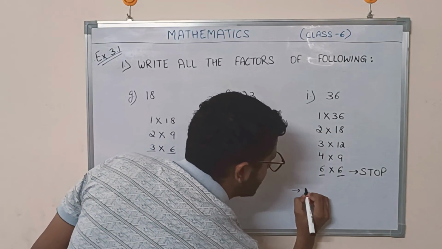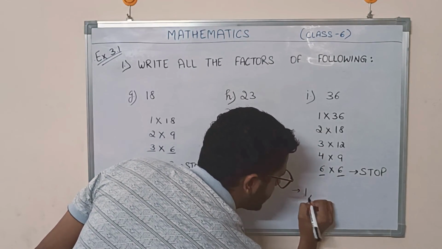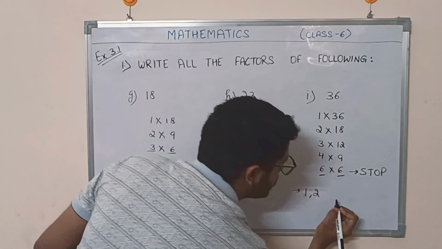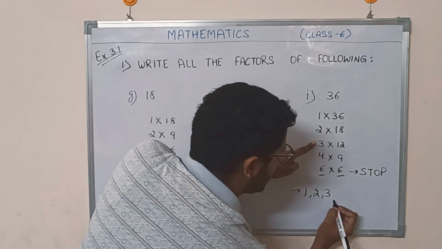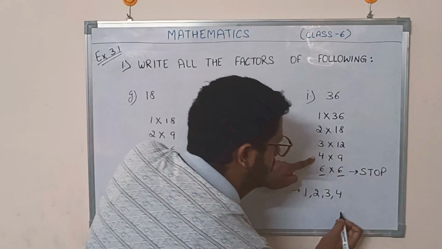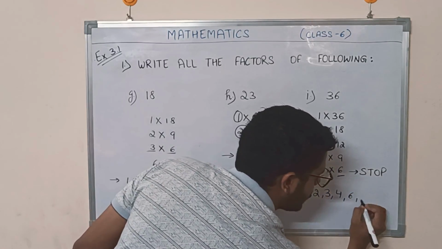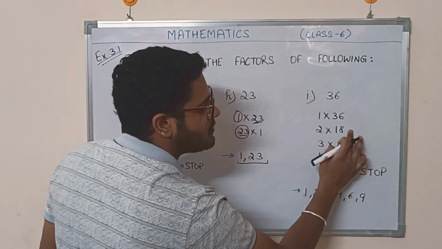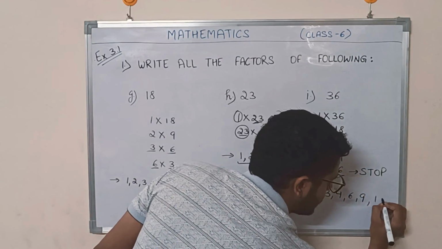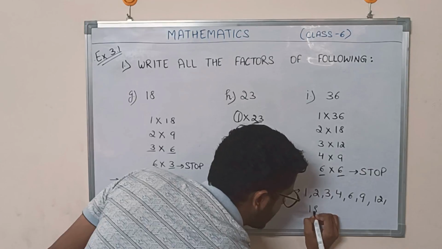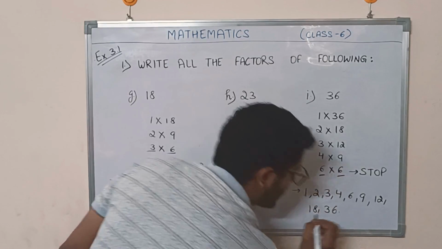So from this, what are the factors? The factors of 36 are 1, 2, 3, 4, 6, then 9, 12, 18 and 36.